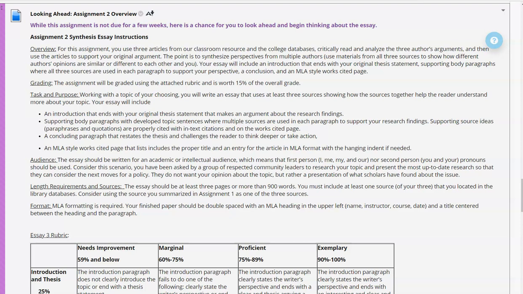And just like with assignment 1, there are going to be steps along the way in the process. You are going to find your sources, create a synthesis matrix, and then create a draft before your final submission. So we'll talk more about this later, but this is an overview of the assignment, and there'll be another video about how to succeed with your synthesis essay.